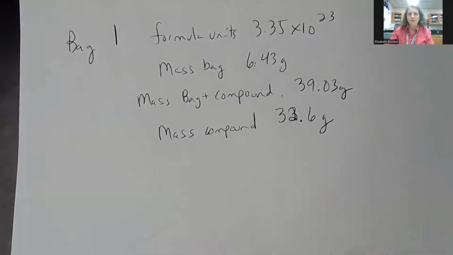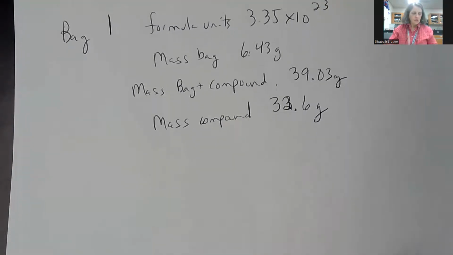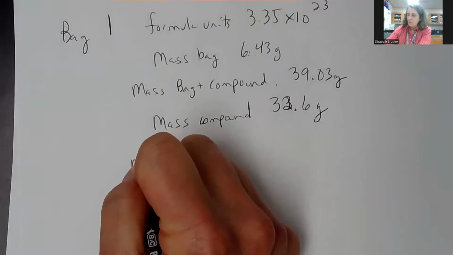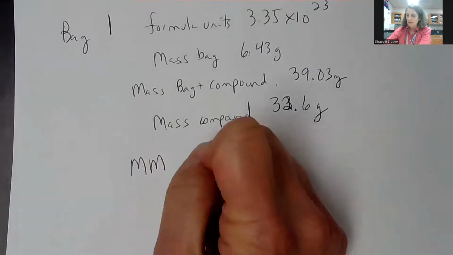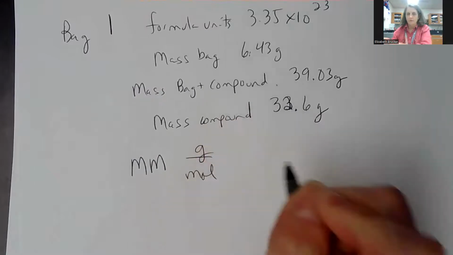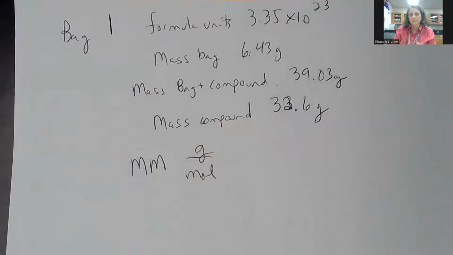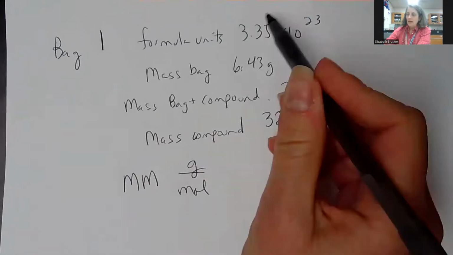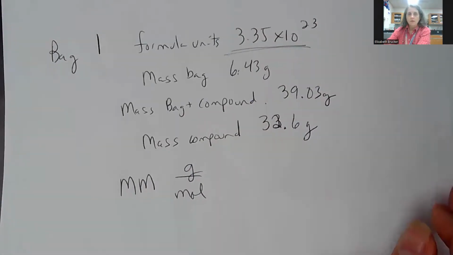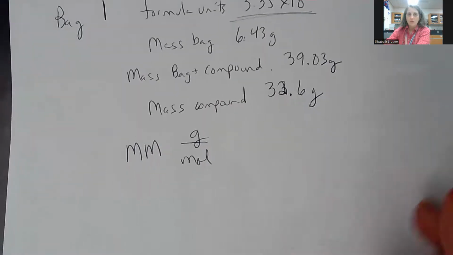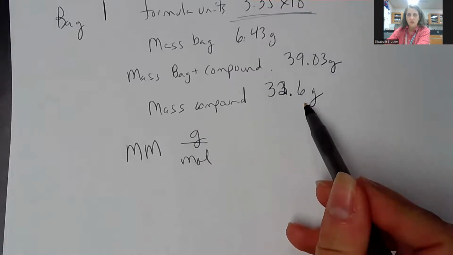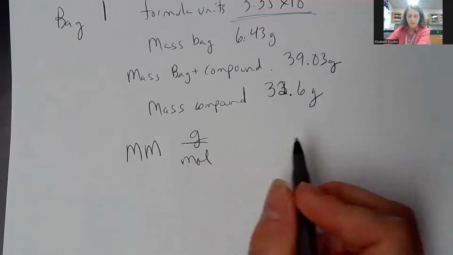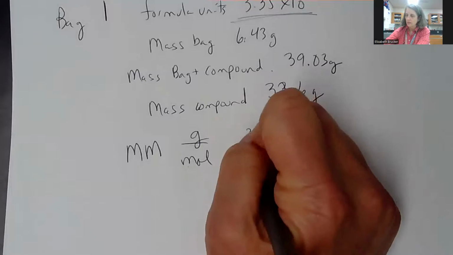Okay, so let's go back to what I was creating here. I need to figure out what the molar mass is of this compound. And molar mass is grams per mole. So what I can do is I have formula units. Formula units can give me moles, and I have the mass already. The mass is easy. That's just going to be the mass of the compound. But the moles is going to require a one step calculation.